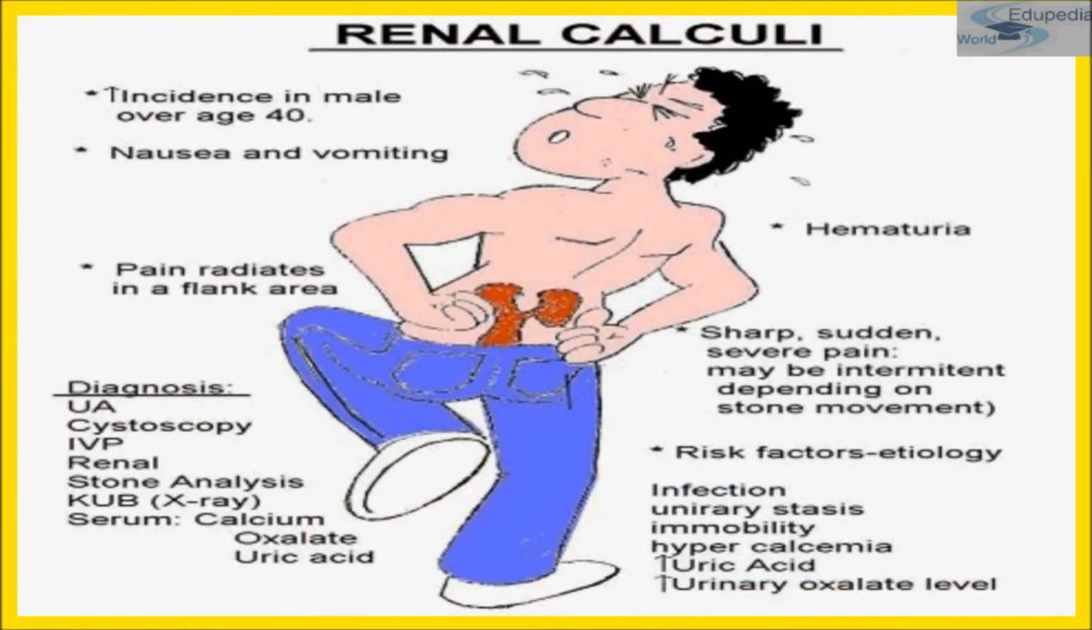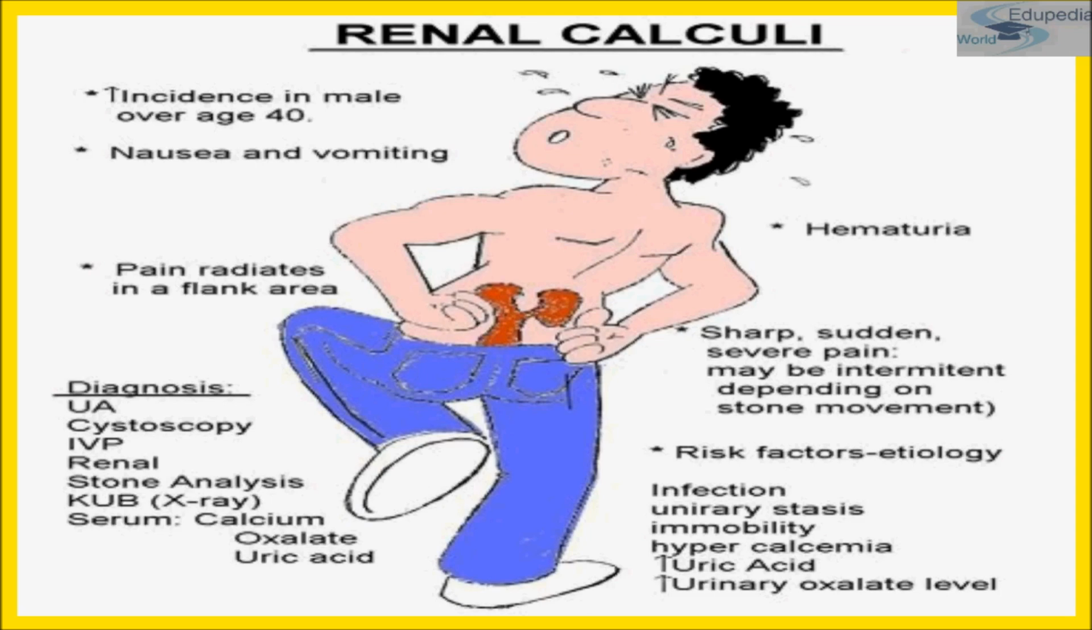See, this is the image of renal calculi. Renal means kidney and calculi means pebbles. So this is a kidney stone, which is also known as renal calculus. It is a solid crystal aggregation which is formed in the kidneys from dietary minerals in the urine.